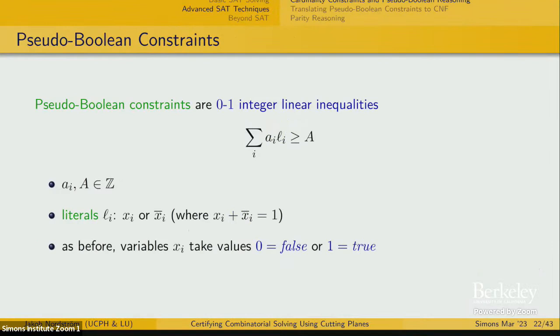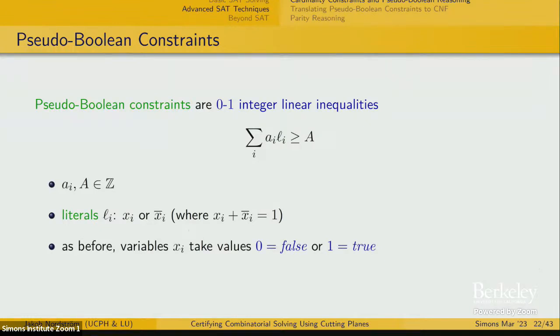And this is the first motivation why it might be nice to go to 0-1 integer linear inequalities, except that when you talk to SAT solving people, you should refer to them as pseudo-Boolean constraints, which is obviously a much cooler name. So from now on, let's not say cutting planes, let's say pseudo-Boolean reasoning. Clearly, everybody wants to use pseudo-Boolean reasoning. It sounds extremely powerful. But it's just cutting planes.